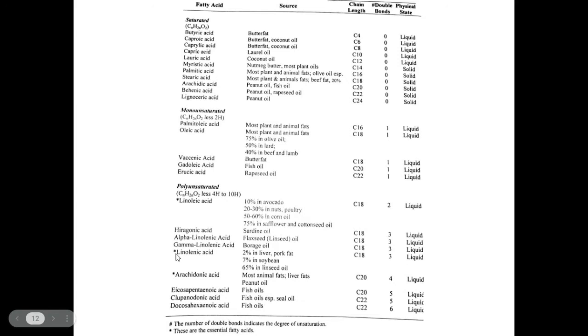Some sources only state alpha-linolenic as linolenic, but actually the more accurate is alpha-linolenic acid. So these two are the only essential fatty acids. The rest can actually be synthesized by the body, so they are not considered essential. Okay, but it pays to know that there are other nutritionally relevant fatty acids like eicosapentaenoic acid and docosahexaenoic acid, which are especially needed by the infants as they grow, because these are the major components of the brain tissue.